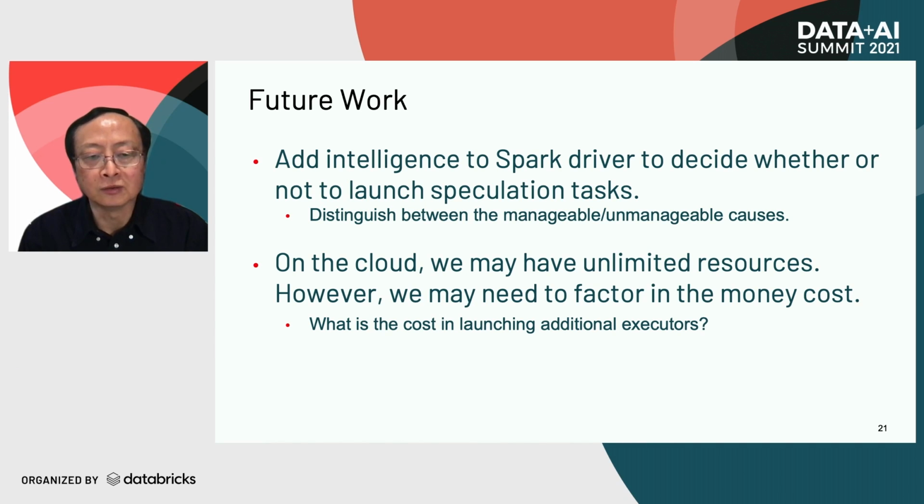Also today, many people run Apache Spark on the cloud. On the cloud, we have unlimited resources. However, we need to factor in the monthly cost. What is the cost in launching additional executors?